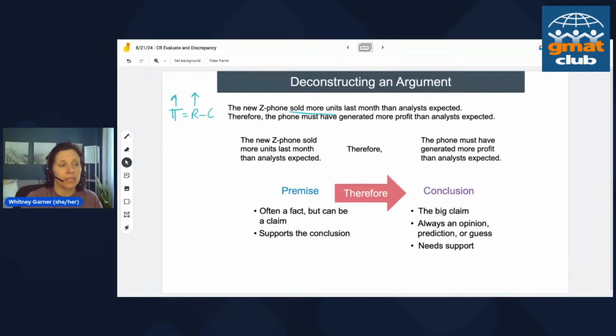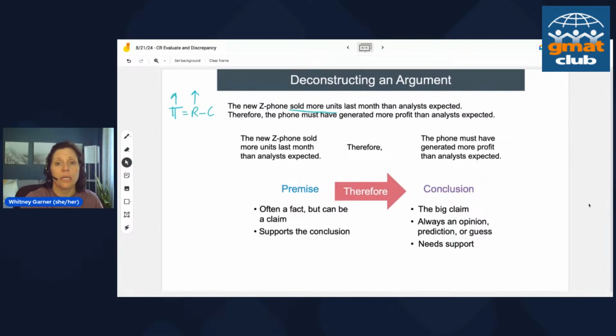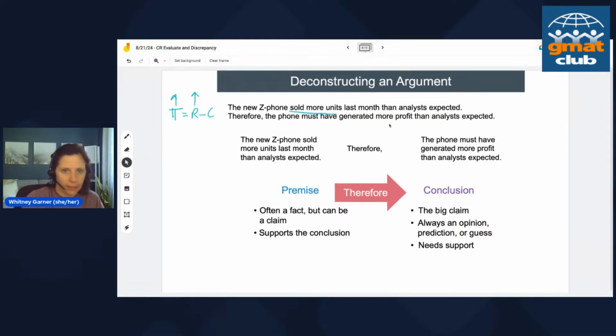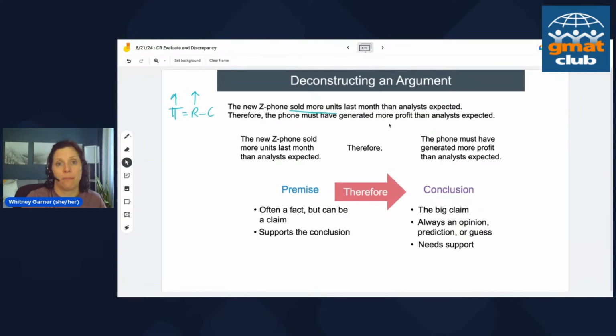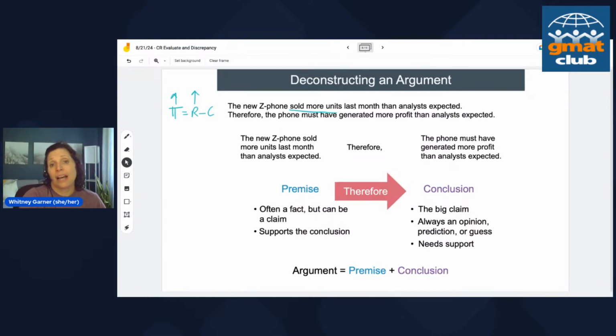It will always be an opinion or a prediction, a guess, an expectation, and it will always need support. It will never be the case that a conclusion is true like a fact. It won't be, therefore the phone did generate more profit. No, it'll be like must have, might have, will generate more profit. Okay, so an argument is generally going to include a premise and a conclusion. Again, there may be some counterpoints floating around out there, but not necessarily.